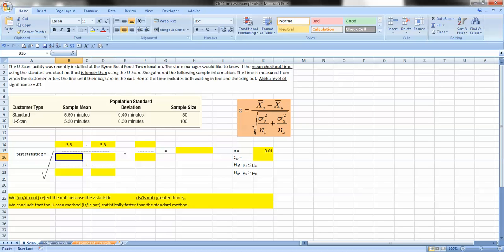So what we can do here is put in that this is going to be 0.40 times 0.40, which is the square of the standard deviation, because we're given the standard deviation, not the variance. The n we are given, that's 50, and just to fill it in since we're here, the n of the UScan method is 100, and up here we'll do the 0.30 times 0.30.